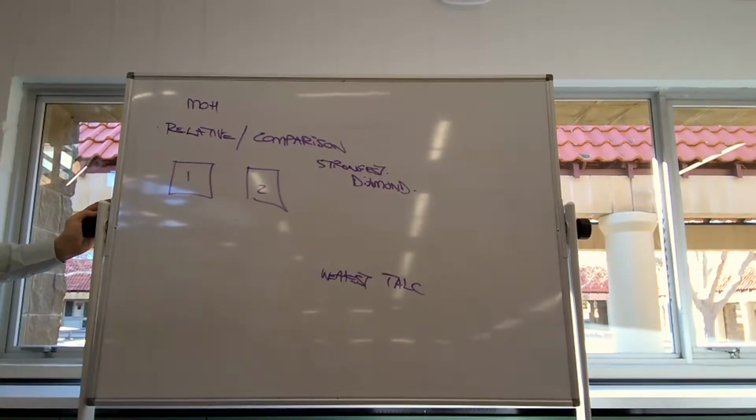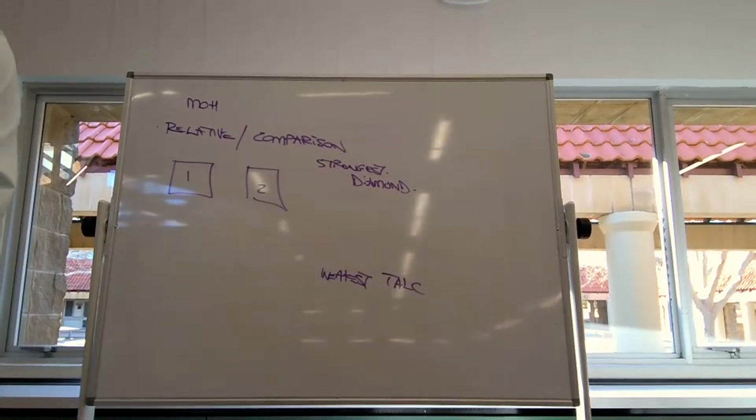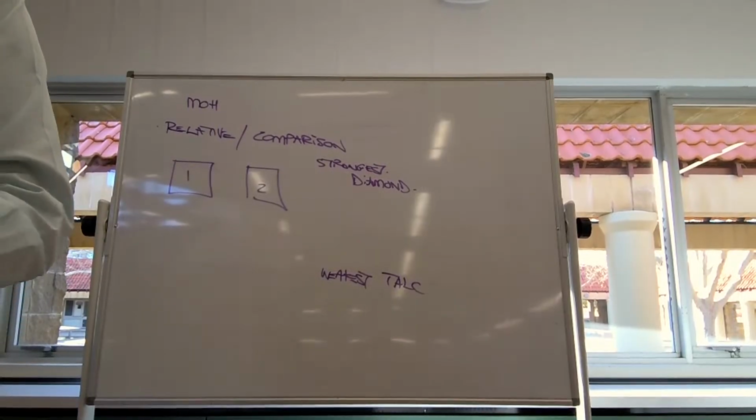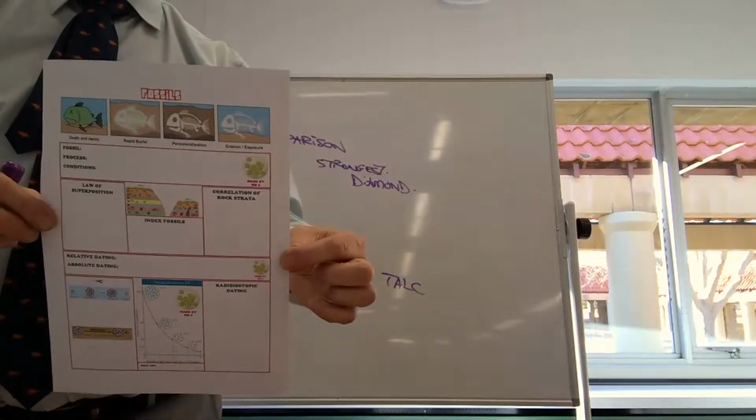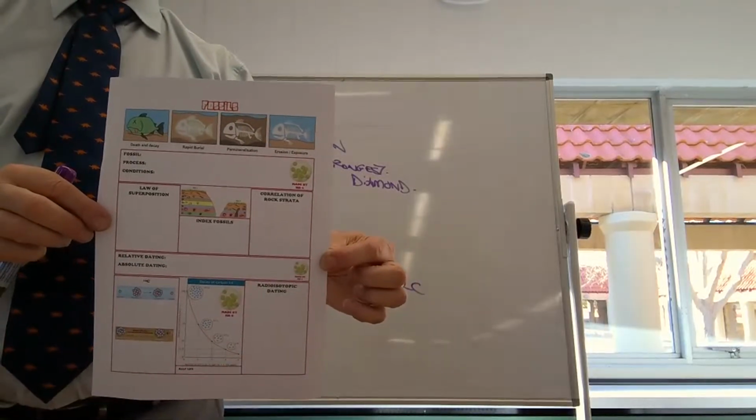All good? Right. Any questions? These are just characteristics of minerals. Right, these are the physical characteristics, not the chemical, the physical characteristics. All right. Now, let's go on to this one here, which is about fossils. All good?